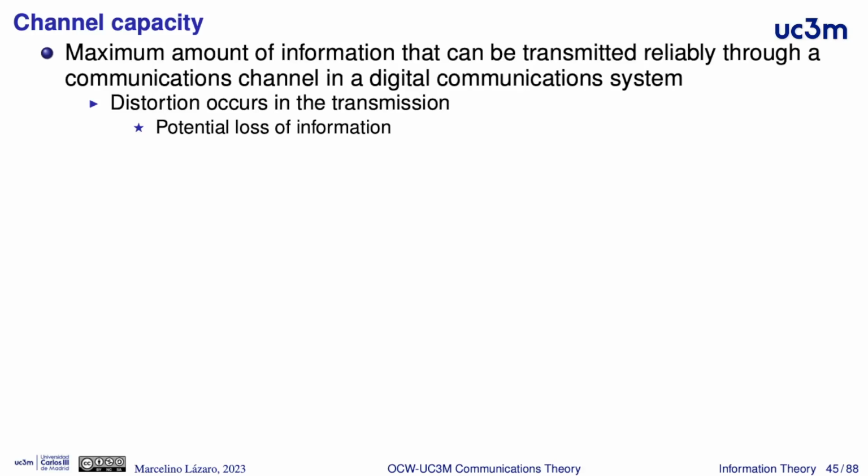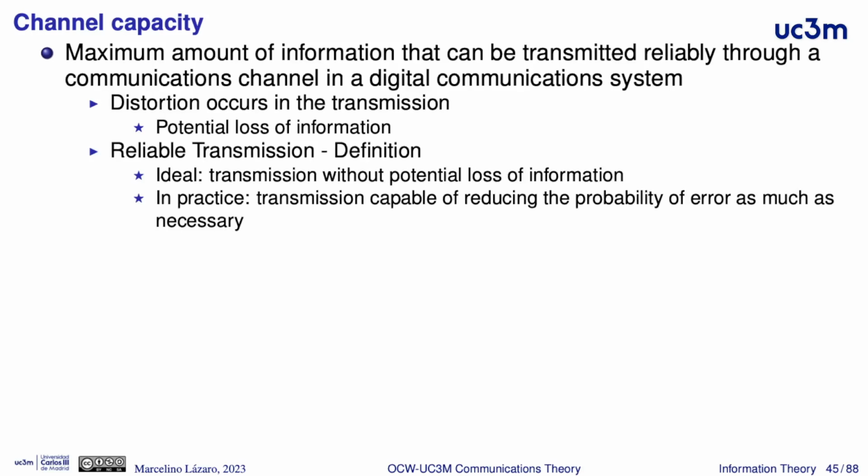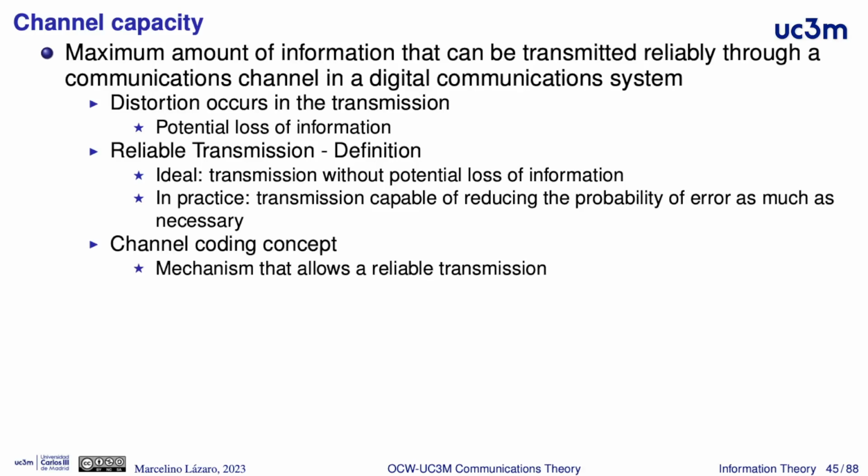Taking into account that distortion happens during the transmission, there is a potential loss of information. However, we can define a reliable transmission. The ideal definition should be a transmission without loss of information, zero probability of error. But in practice, the definition of a reliable transmission is a transmission where we are able to reduce the probability of error as much as necessary. The probability of error can be arbitrarily low. And the channel coding concept is the mechanism that allows a reliable transmission.